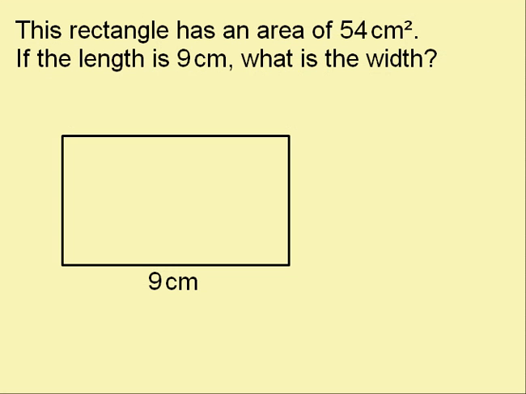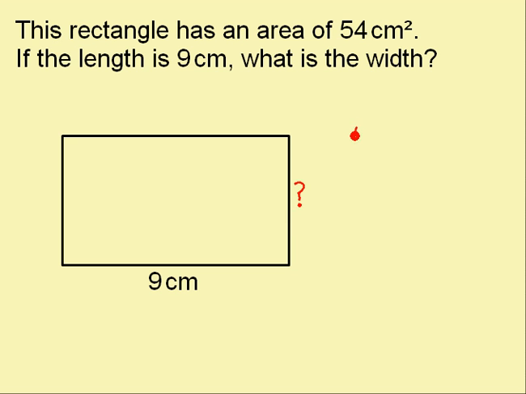Here's a different type of question now. This time I'm told that the rectangle has an area of 54 centimetres squared. I'm told the length, that's 9 centimetres, and I want to work out the width. So this is what I want to work out. I'm going to do this using my formula.